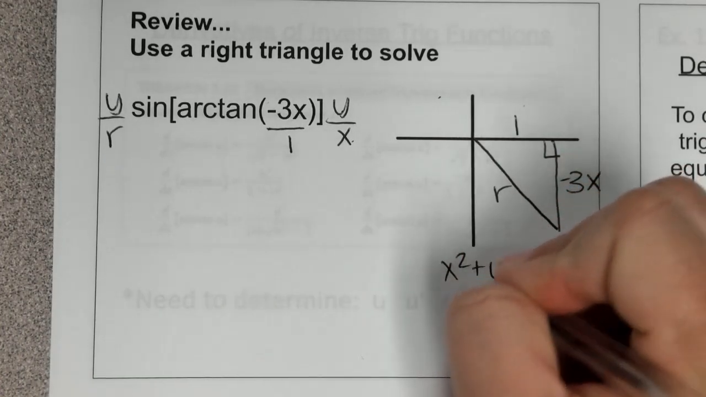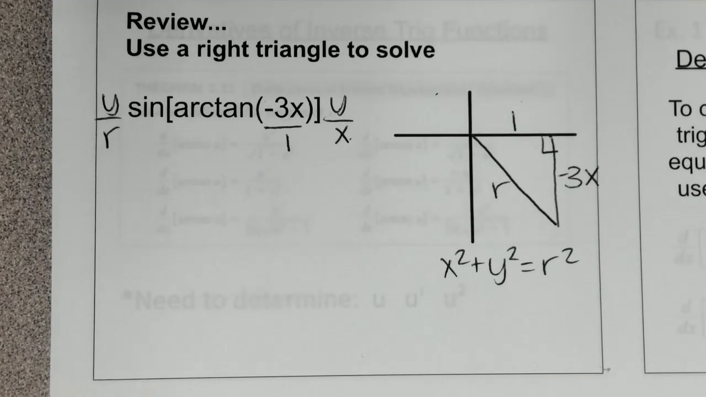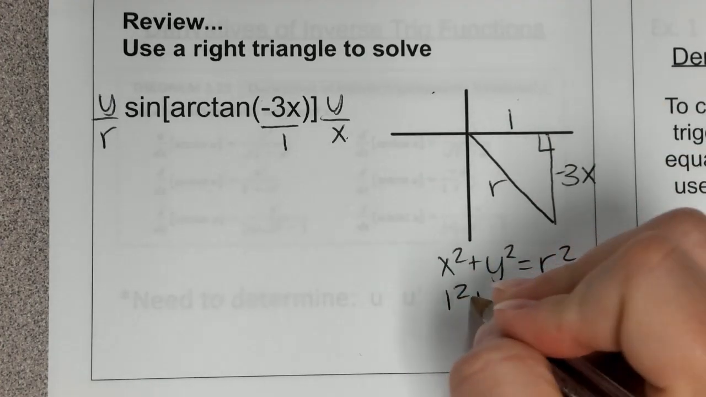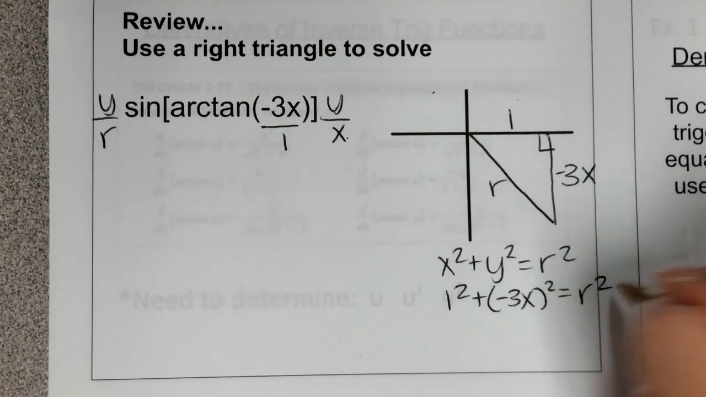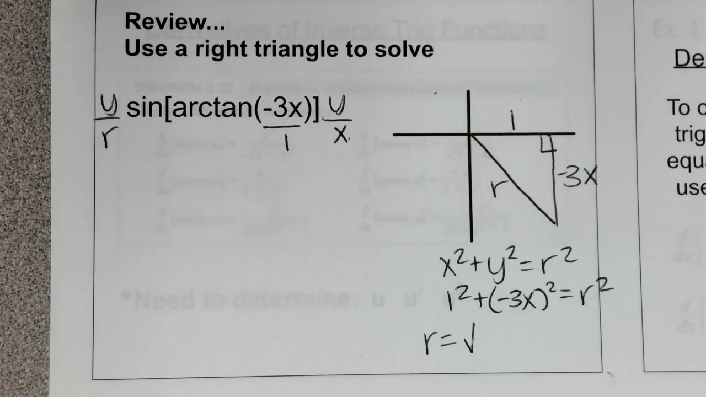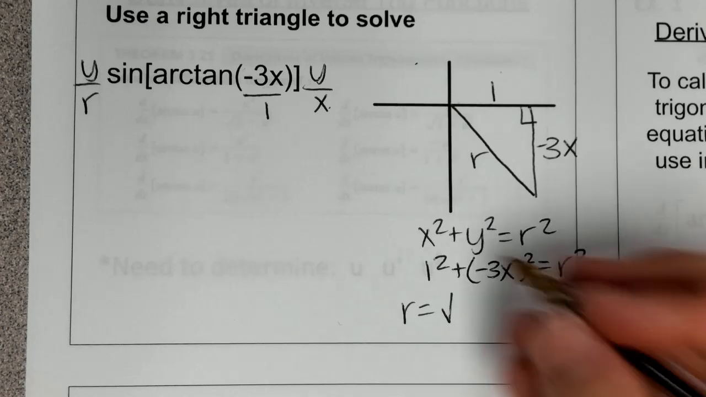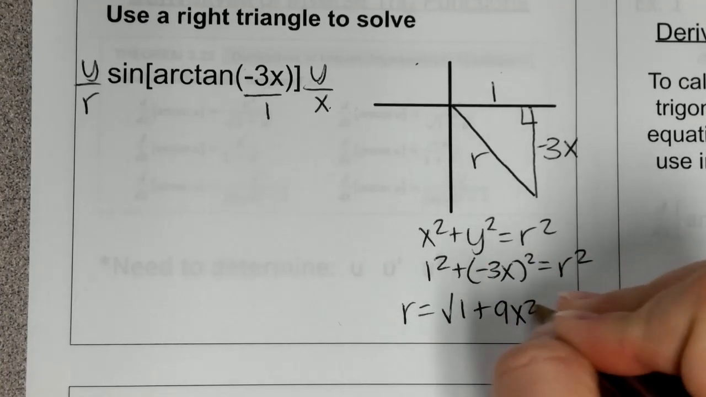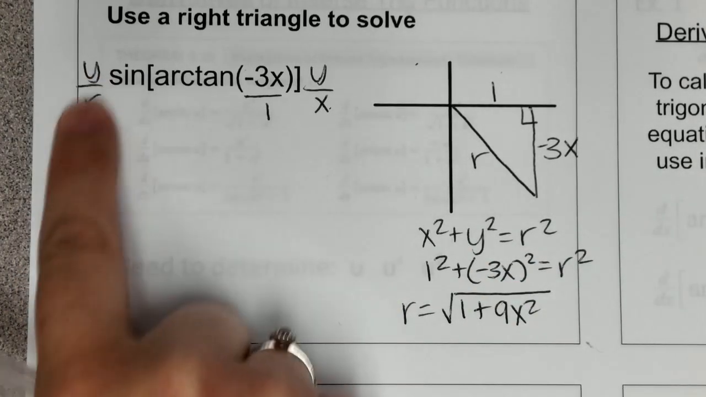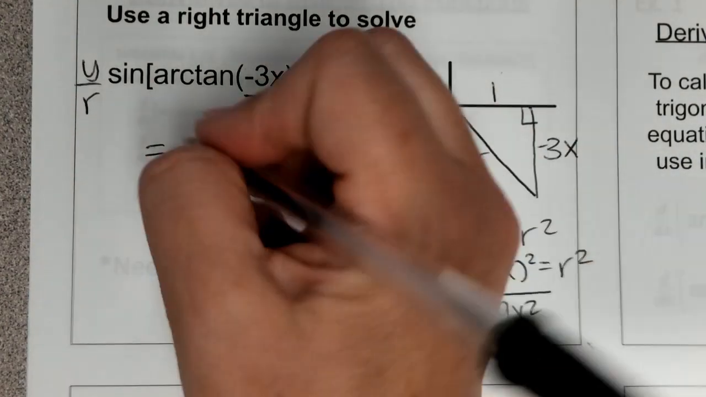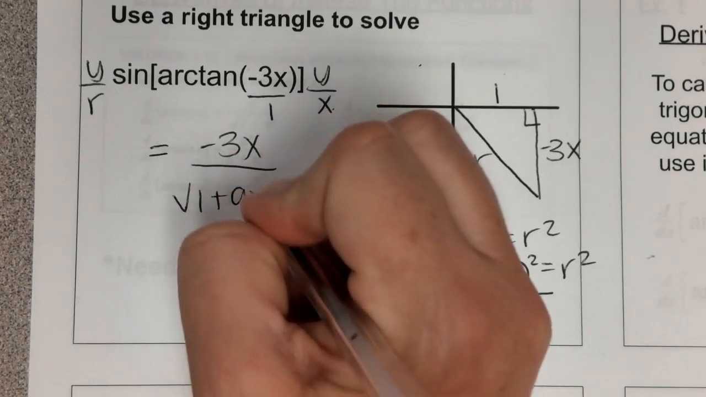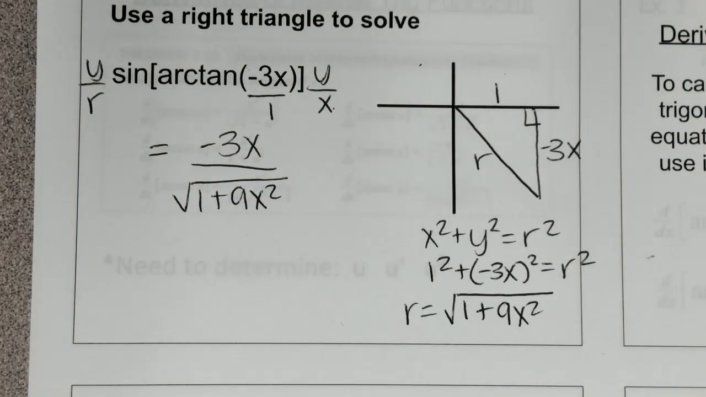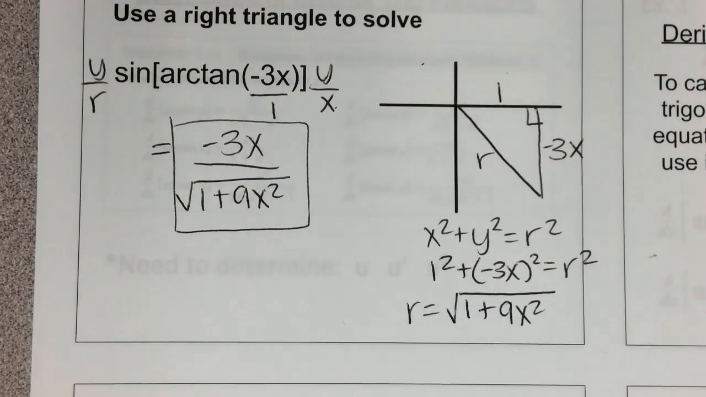So, Pythagorean theorem, x squared plus y squared equals r squared. That's 1 squared plus parentheses negative 3x squared equals r squared. So r is going to equal the square root of what? 1 plus 9x squared. And then subbing that in here, y over r is going to equal negative 3x over the square root of 1 plus 9x squared. Please don't rationalize it. Just don't rationalize it. Then it will just match my key.